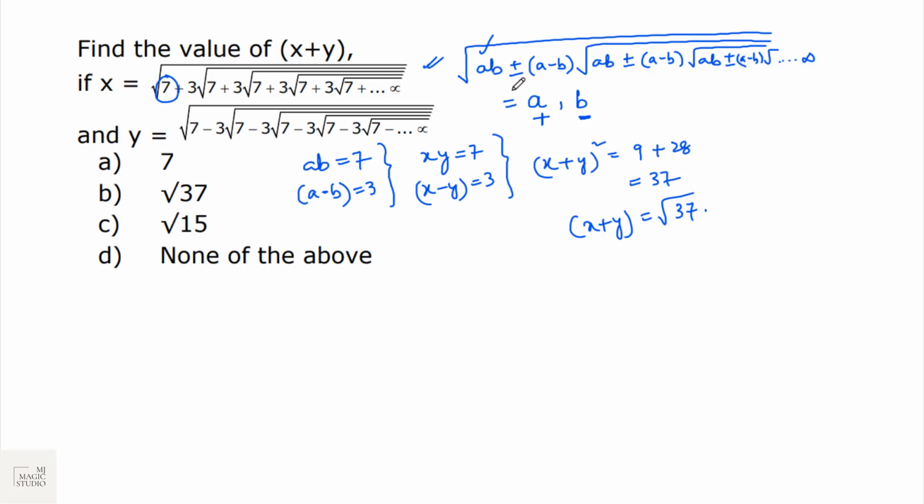The oblong numbers format which we have done is actually based on this format. Root of (ab plus minus a minus b into root of (ab plus minus a minus b ...)) will give you value a if all plus signs are there, and will give you value b if all minus signs are there. If you remember this, you can solve this question in no time, or else use algebra and do it. Option B is the pick, as said.